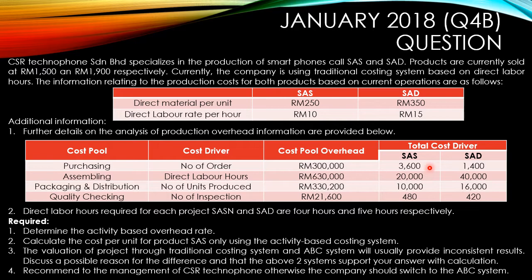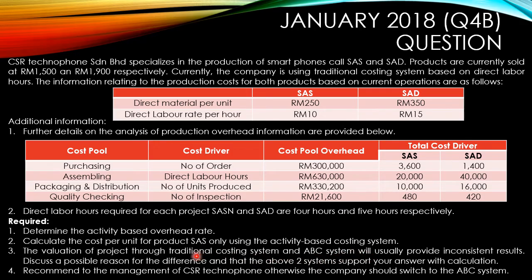has used. For example, SAS has 3,600 orders, while SAD has 1,400 orders. It says here the direct labor hours required for each product, SAS and SAD, are 4 hours and 5 hours respectively. So why do they give this information? It is because in requirement number 4, they ask you to compare the traditional costing system with the ABC system.